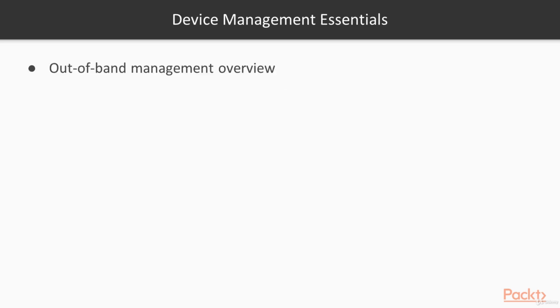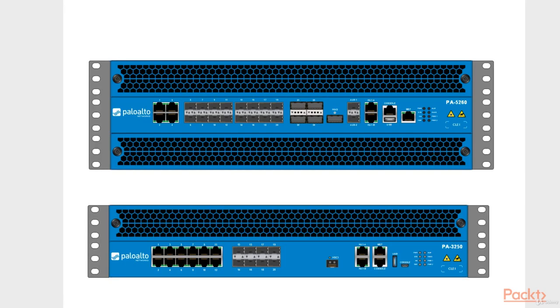Okay, so let's take a look at that out-of-band management interface and see where the actual location is going to be on most Palo Alto firewalls. Okay, so you're currently looking at two Palo Alto front panels. We've got a PA5260 and we also have a PA3250 down below here. And I want to show you where that management interface is currently located.